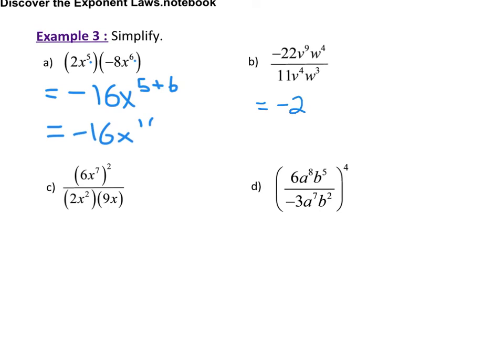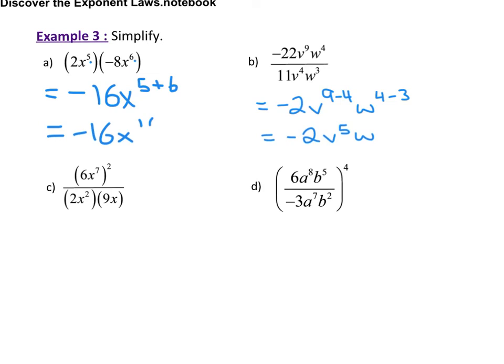So V, 9 subtract 4, okay? W, 4 subtract 3, okay? So my final answer, V to the power of 5, and then W, some of you might put W to the power of 1. It's not wrong. I'm not going to take marks off you for putting W to the power of 1. I just am going to show it as W because that's just like extra math, okay?